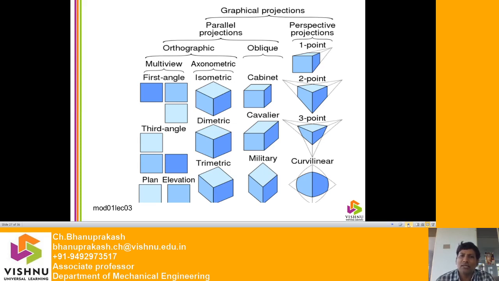Graphical projections are subclassified into parallel projections and perspective projections. Again, the parallel projections are classified into orthographic projection and oblique projections. See here, the orthographic projections are again subclassified into two: one is the multi-view projection and another one is the axonometric projection.